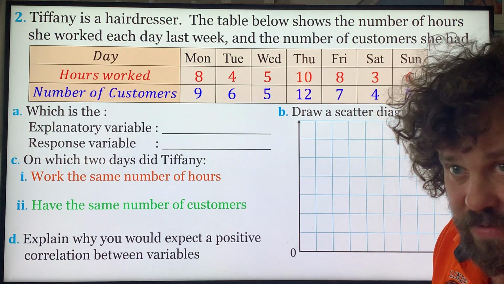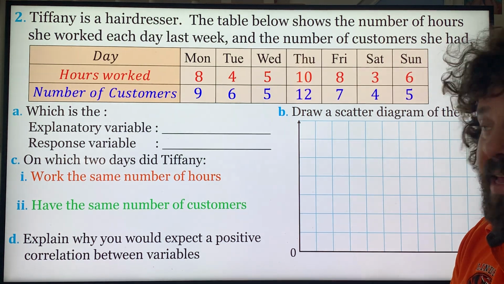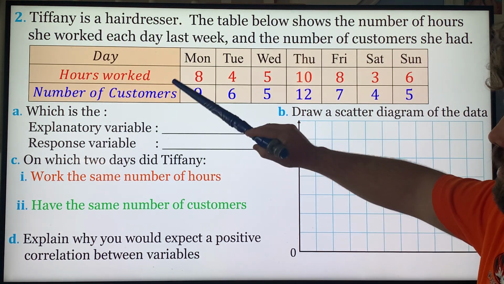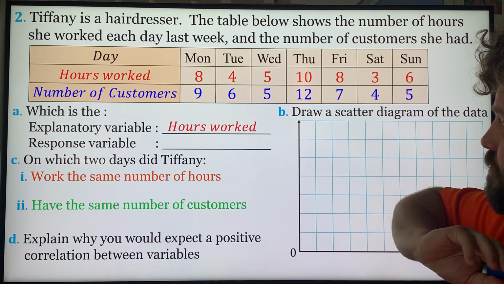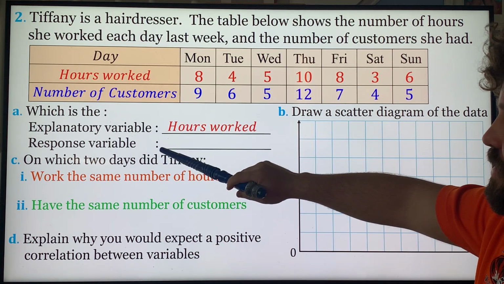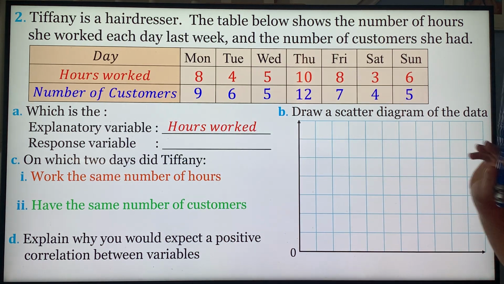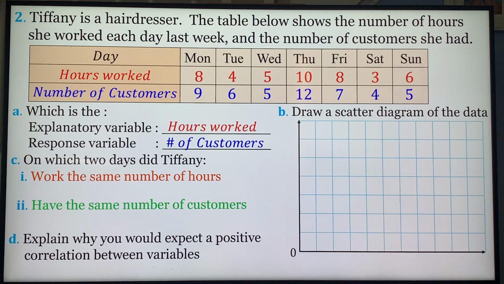All right, just in case you forgot, explanatory is the independent. That would be hours worked. Response is the dependent. So the more hours you work, the number of customers changes, right? That is your number of customers. Number 2, draw a scatter diagram.